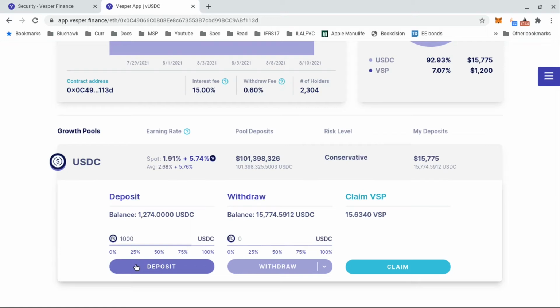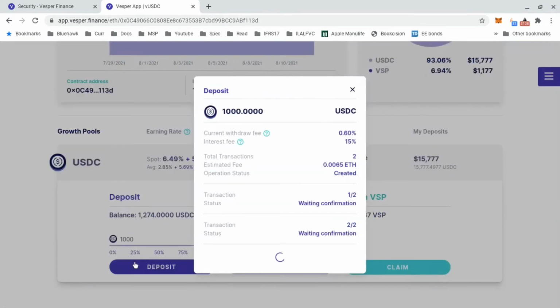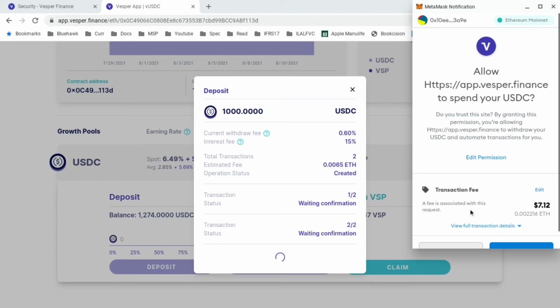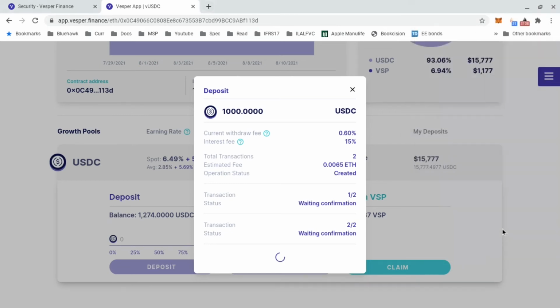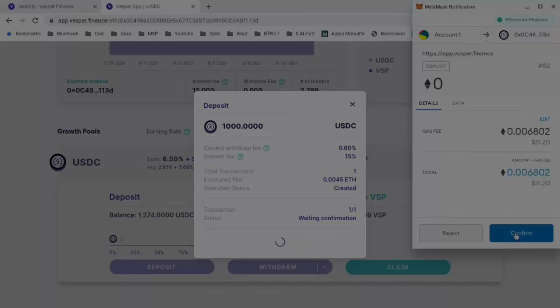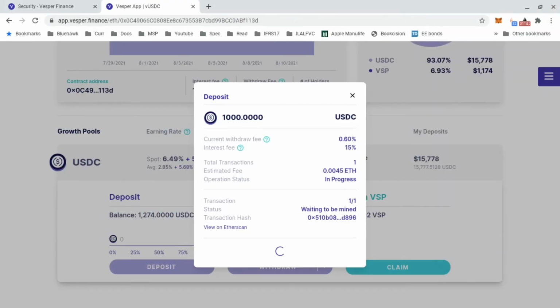Enter the amount you would like to deposit and click Deposit. You'll have to approve 2 transactions for every deposit into a Grow Pool. The first is an approval transaction to allow Vesper to spend your USDC, and the second is a transaction to approve the deposit of USDC to the Grow Pool.